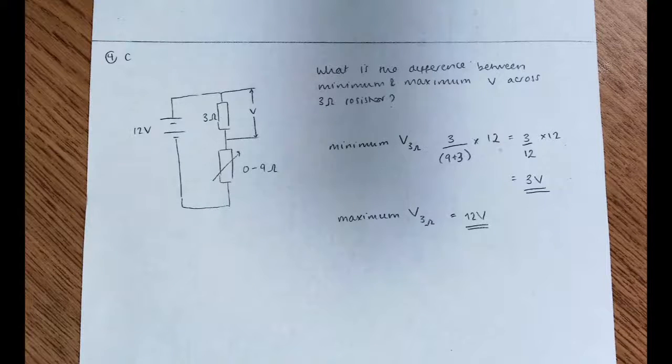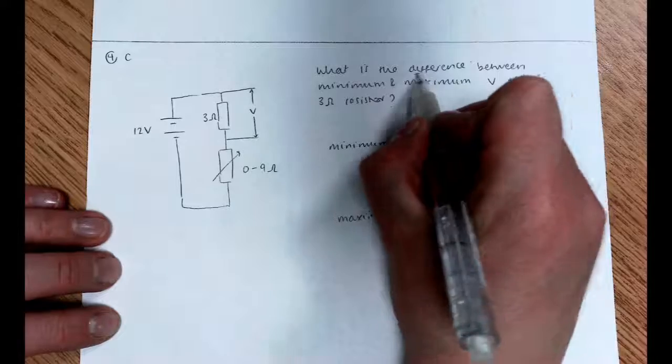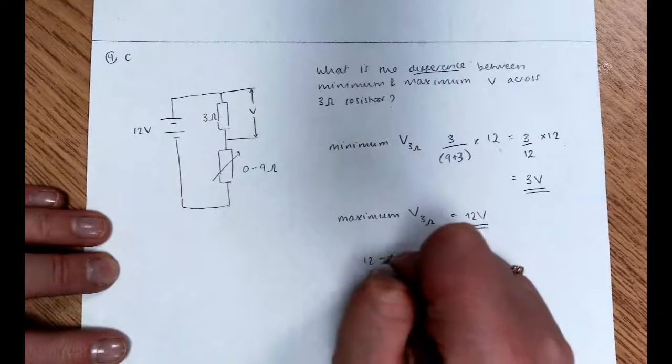Sorry, I should also clarify, it's asking for the difference between the minimum and the maximum, and obviously 12 minus 3 gives us 9, that's why it's C.